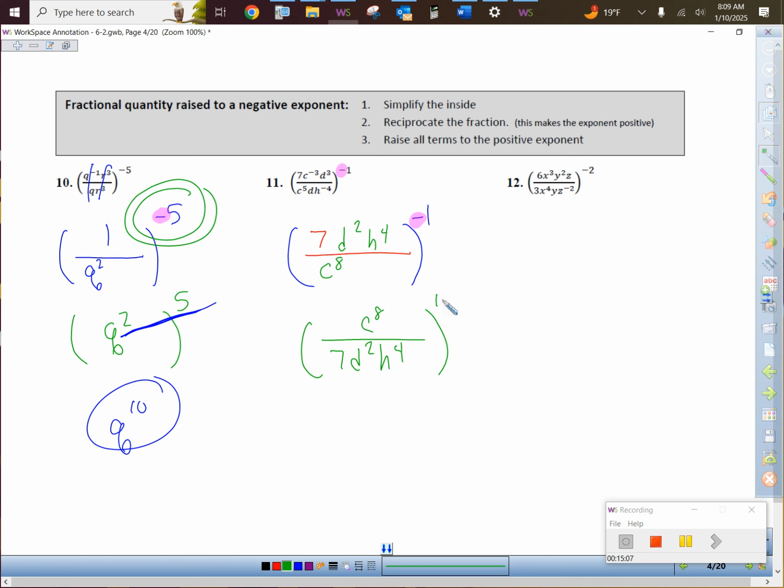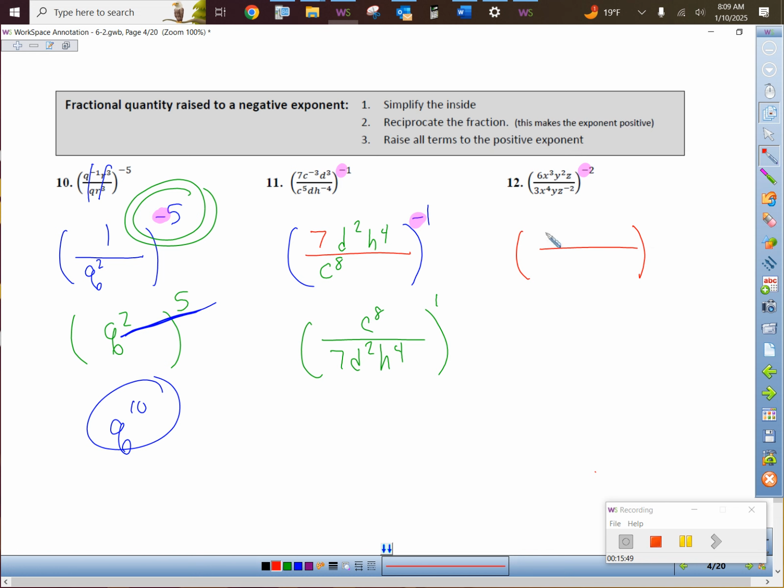So, sweet. One more. Let's realize this. Doesn't this have a negative exponent on the outside? Even if it didn't, one way or another, when it's this whole group raised to an exponent, our first thing is clean up the inside, right? Clean up the inside.